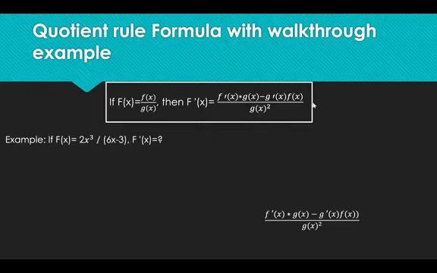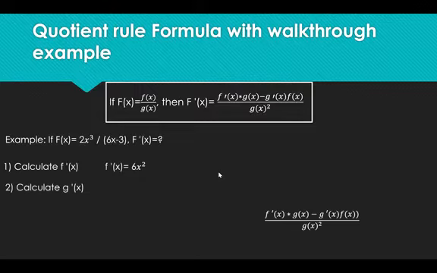And the formula here is almost identical to the product rule formula, except we have a subtraction here, and then we are also going to be dividing by our original g function squared. Okay, so let's go through what that would look like. Let's first find our f prime. So if our f is 2x cubed, our f prime is going to be 6x squared.